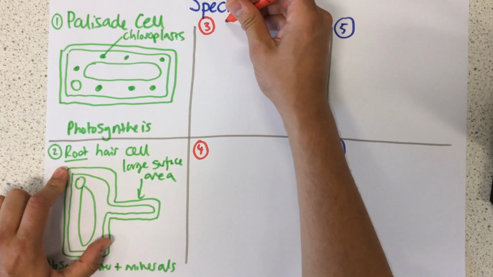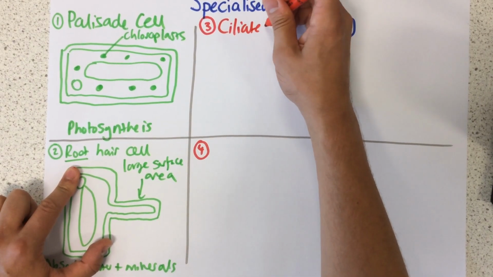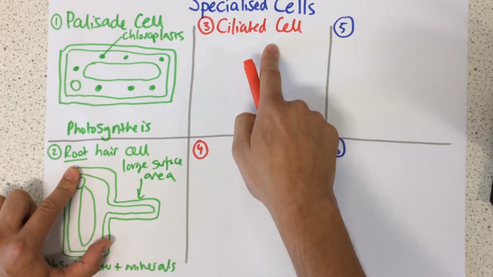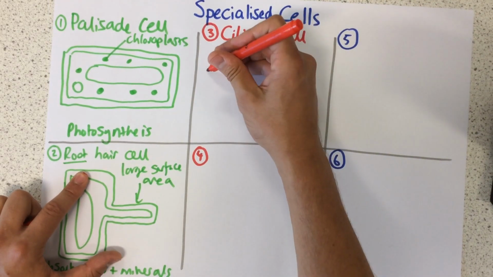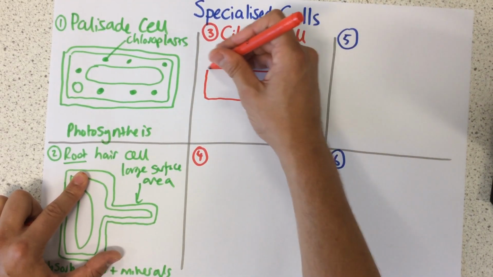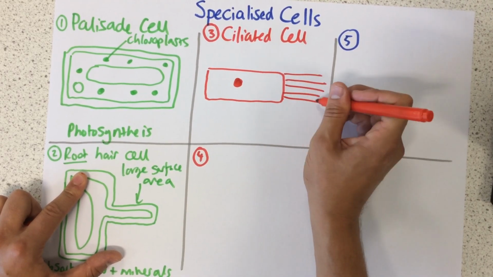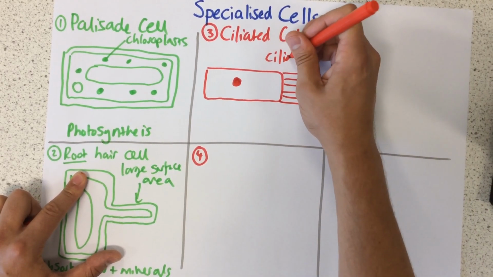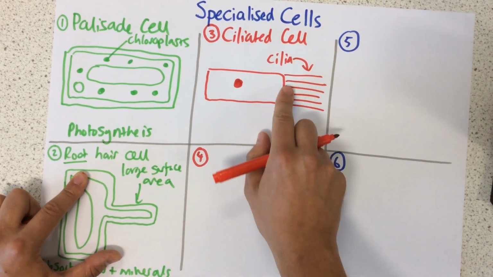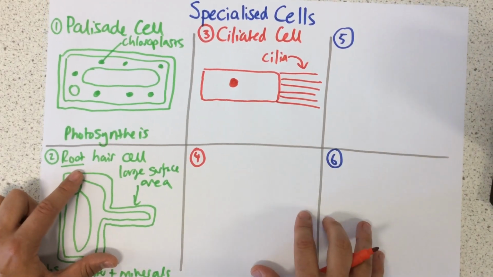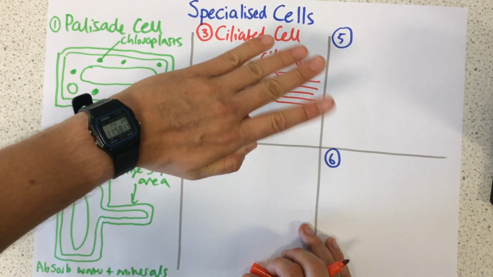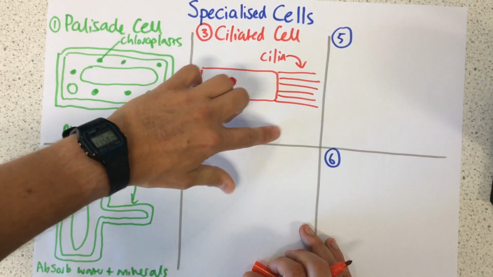Okay, next up we have our ciliated cell. Now, this is a type of animal cell. For example, it's found in humans. So our ciliated cell has got loads of these little hairs which are called cilia. That's why this is called a ciliated cell. Now, what happens is these little hairs, they can move and act kind of like little brushes.